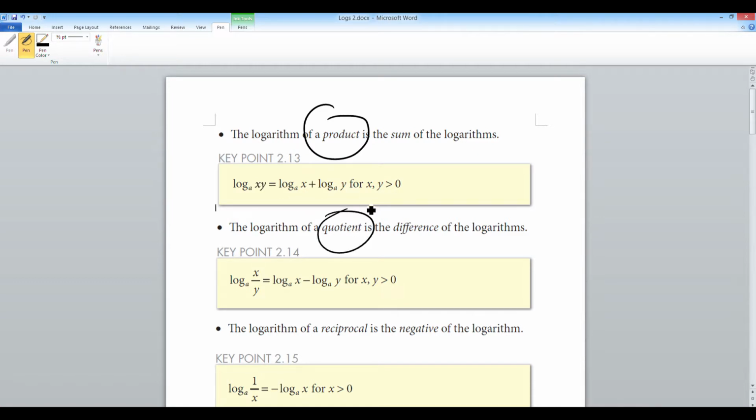Then we have our quotient rule. The moment we have division inside the log, we can separate it and say log base a of x minus log base a of y.